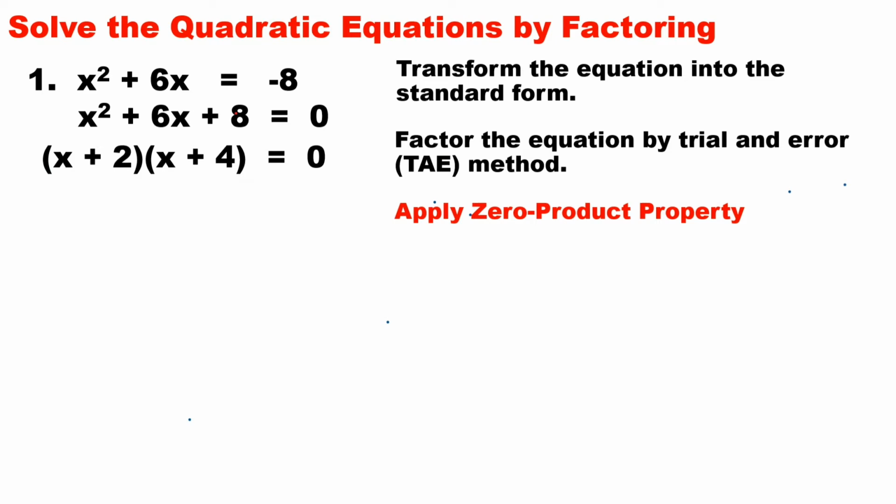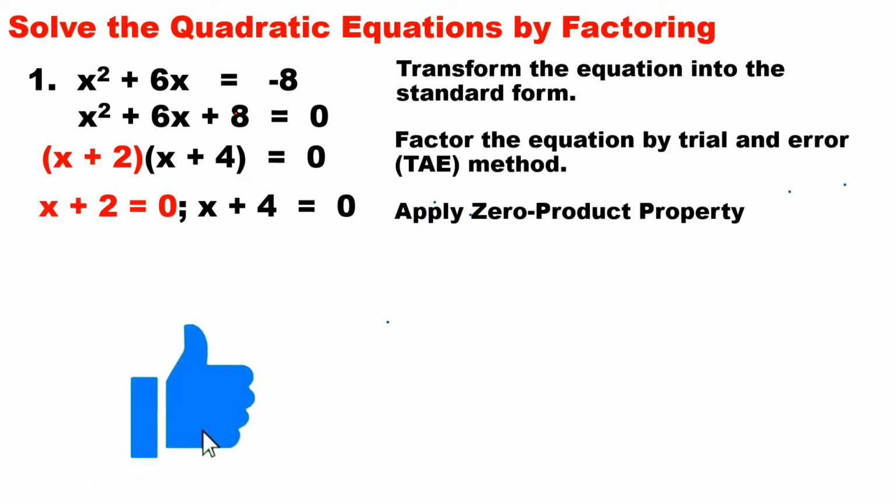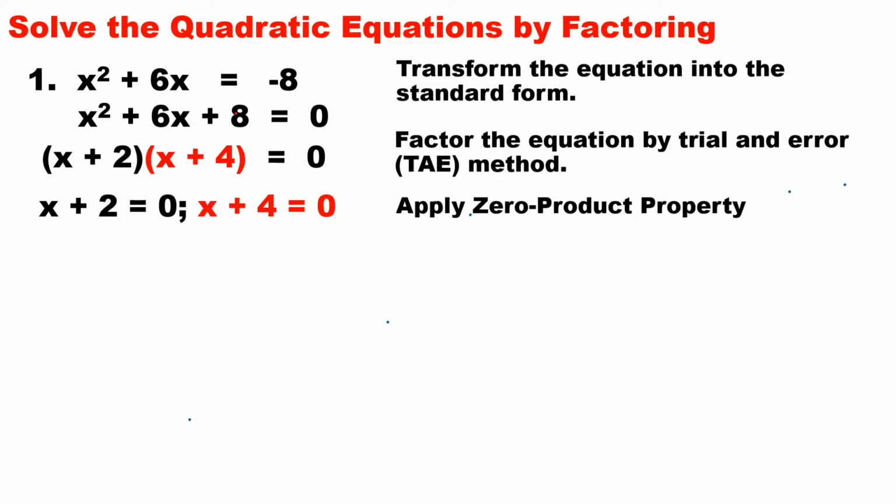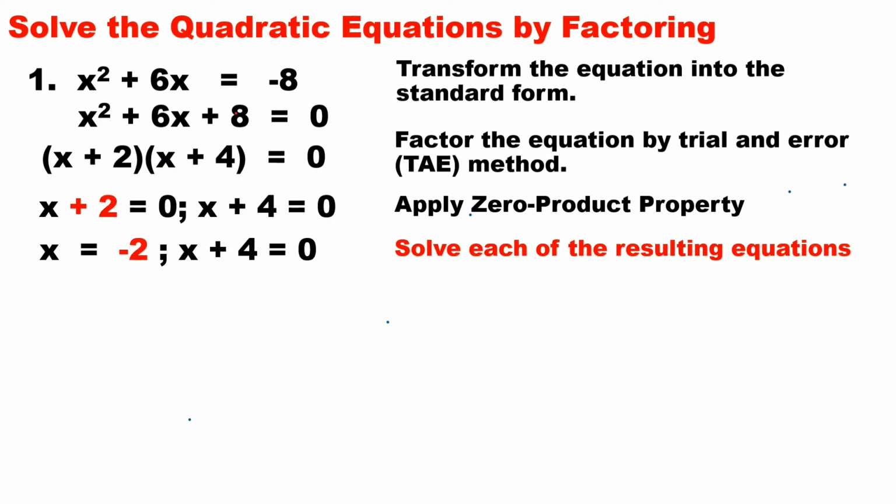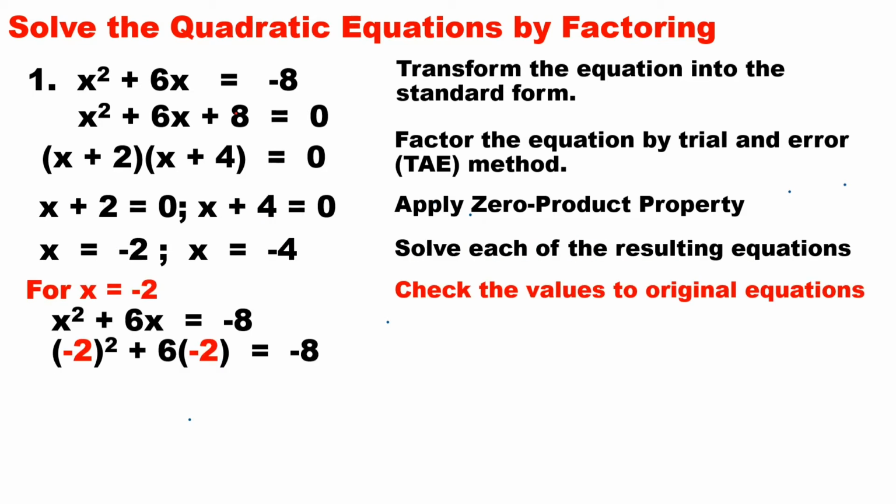Next is apply the zero product property by equating x plus 2 equals 0 and x plus 4 equals 0. Solve the linear equations separately. x equals negative 2 and x equals negative 4. Substitute the values to the original equation to check which of negative 2 and negative 4 or both of them are the solution. Substituting negative 2 to the original equation, we have negative 2 squared equals positive 4.